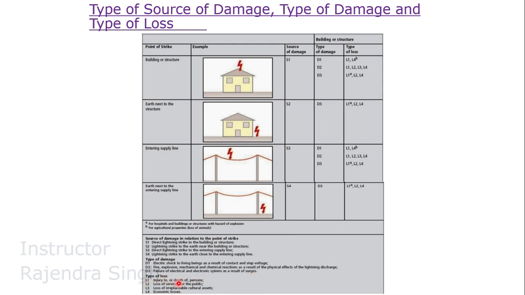Type of loss L1 is injury or death of persons. L2 is loss of services for the public. L3 is loss of irreplaceable cultural assets. And L4 is economic losses.